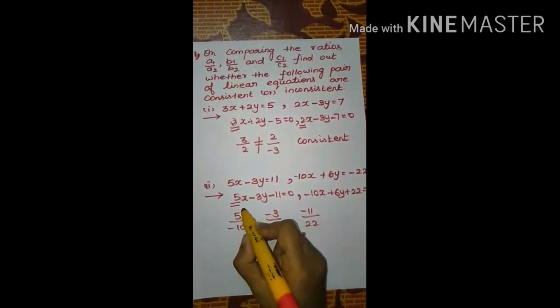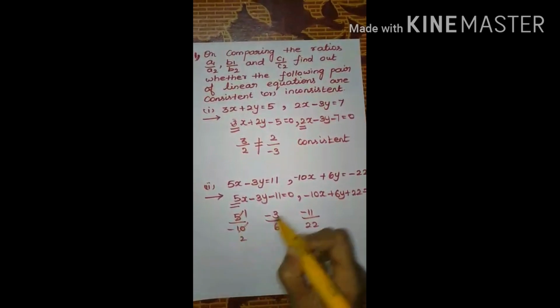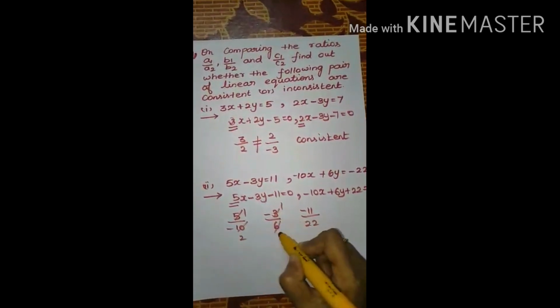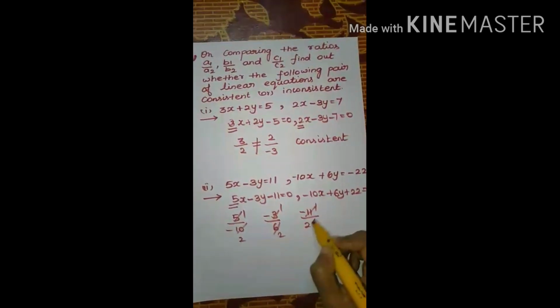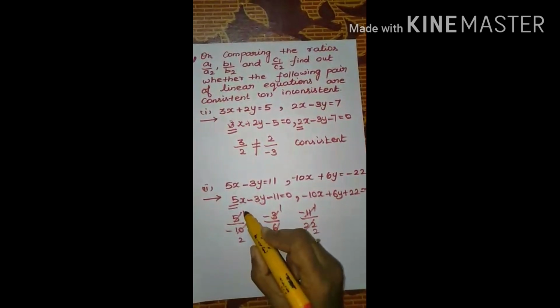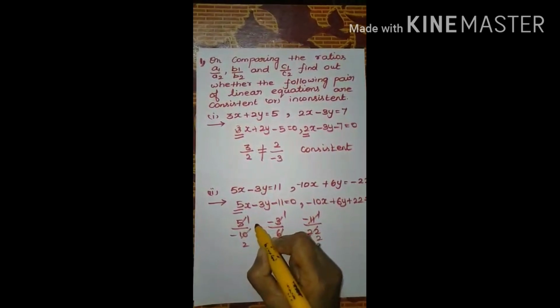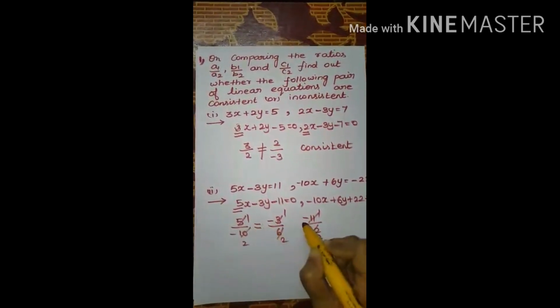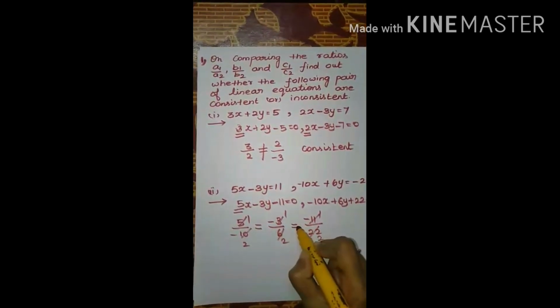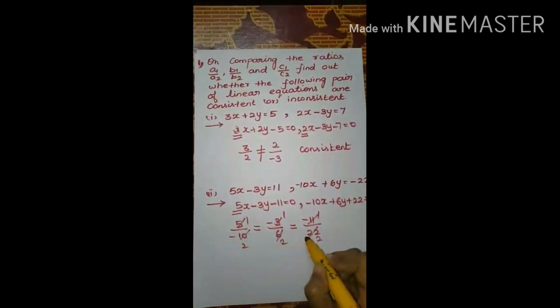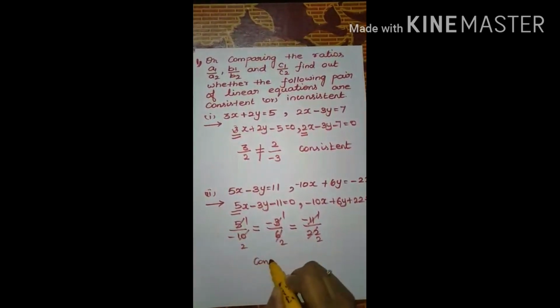So we have to cancel the values. 5 ones are 5, 5 twos are 10. 3 ones are 3, 3 twos are 6. 11 ones are 11, 11 twos are 22. So all the values are minus 1 by 2, minus 1 by 2, minus 1 by 2. So a1 by a2 is equal to b1 by b2 is equal to c1 by c2. So we get infinitely many solutions. The result is consistent.